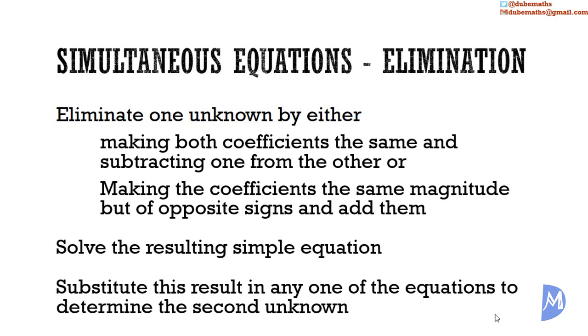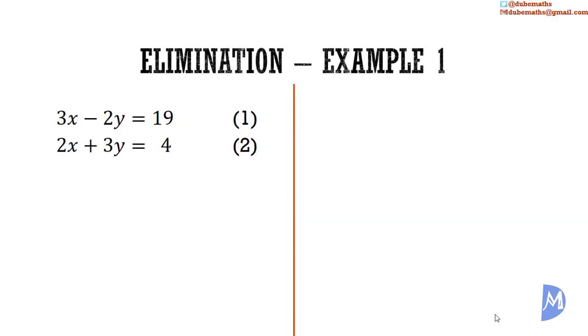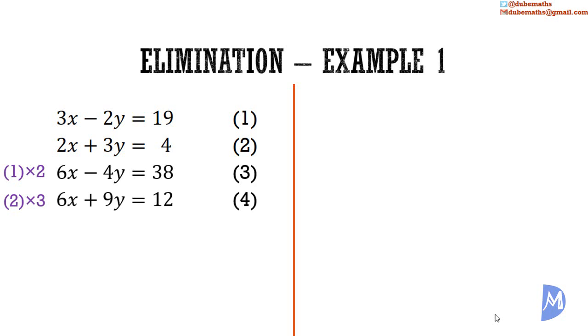I will now walk through 3 examples completely. Example 1. 3x subtract 2y is equal to 19, we call it equation 1, and 2x plus 3y is equal to 4, equation 2. The LCM of 3 and 2 is 6, so we are going to multiply equation 1 by 2 and equation 2 by 3 to eliminate x. Equation 1 by 2 gives 6x minus 4y is equal to 38, and equation 2 by 3 gives 6x plus 9y is equal to 12.